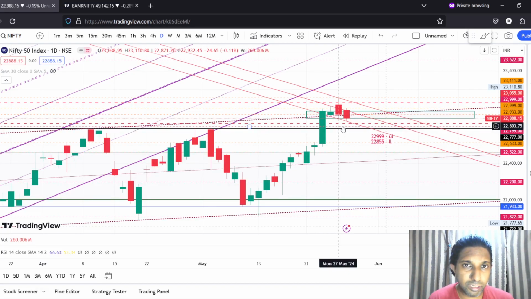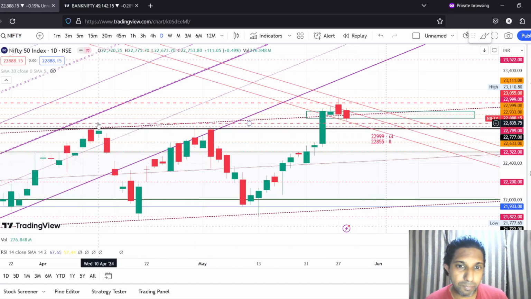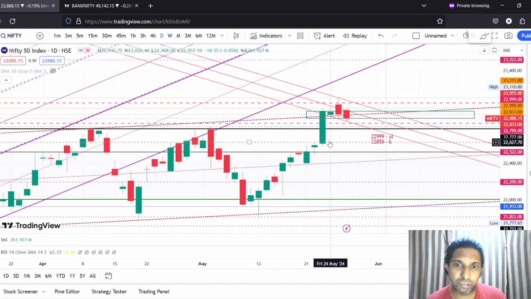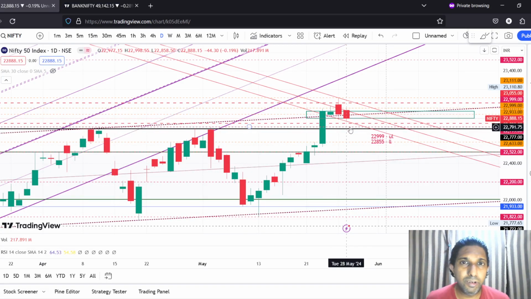If the price sustains below 22,833, then the initial target would be 22,777, which happens to again be the black line, which is the breakout point, right? So this particular movement was broken out at this level, 22,777. The level which was acting as resistance will now act as support. So even if the price goes below 22,833, it will go down a maximum of 60 points, that is 22,777, and from there we expect a reversal, right?